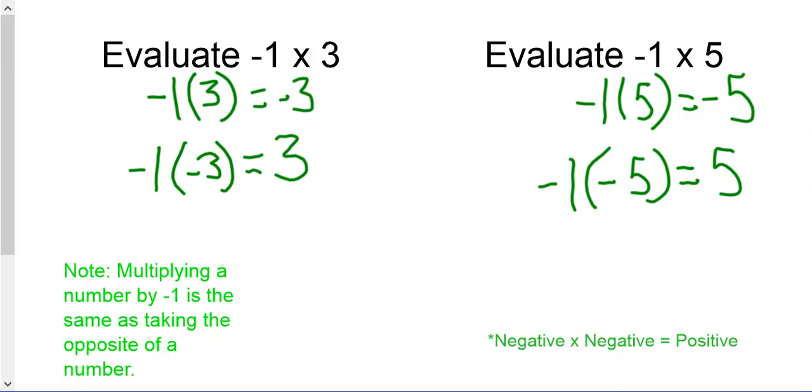You can go ahead and pause here. So multiplying a number by negative 1 is the same as taking the opposite of a number. Okay, negative times a negative will give us a positive product. Let's take a further look at this.